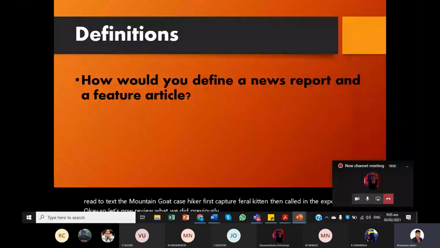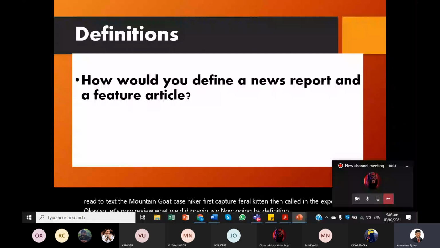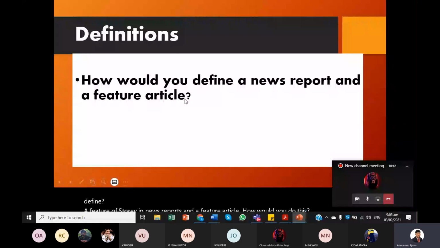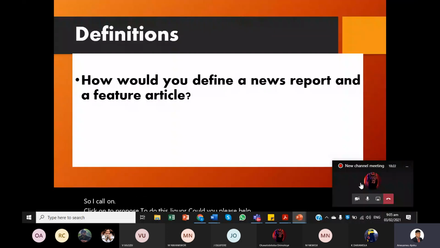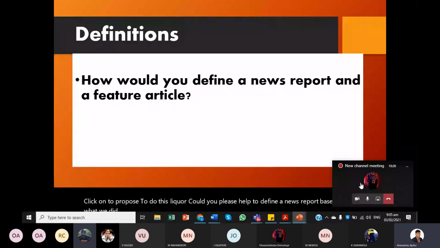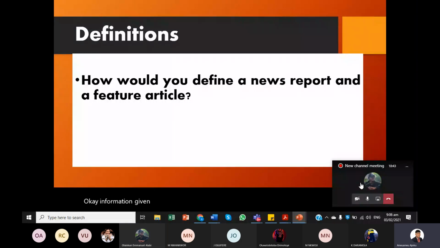Going by definition, how would you define a feature, a news report and a feature article? I call on Lekon to help us. Lekon, could you please help to define a news report based on what we did previously? News was basically information about a recent or specific incident. Okay. Information given about a particular incident. Is that what you're saying? Yes. All right. Thank you so much for that. What about the feature article? What would you say about it?